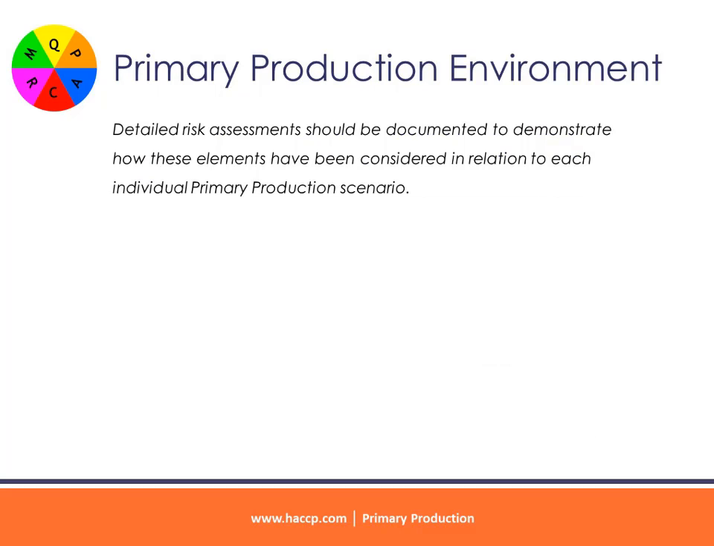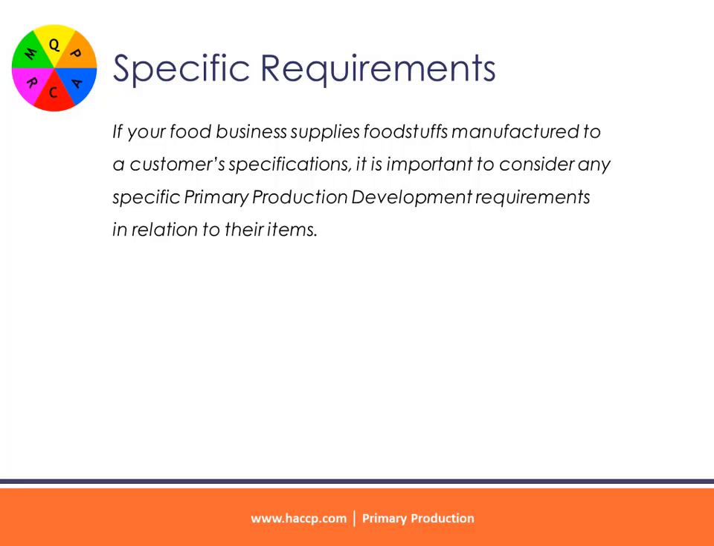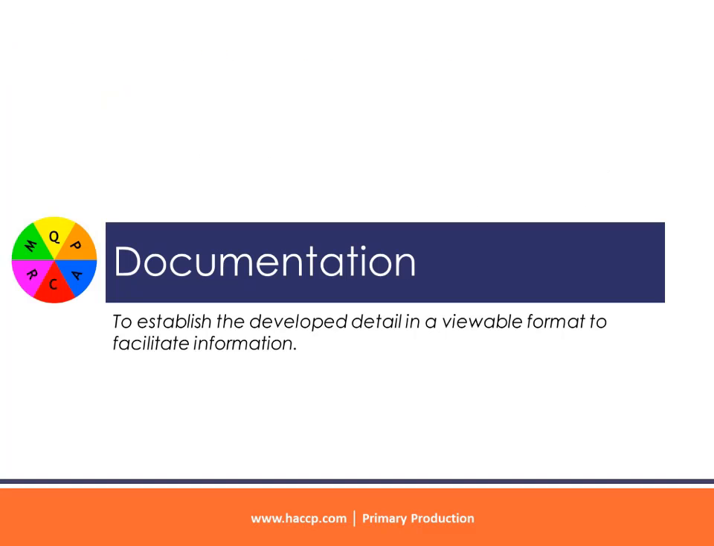Detailed risk assessments should be documented to demonstrate how these elements have been considered in relation to each individual primary production scenario. If your food business supplies foodstuffs manufactured to a customer's specifications, it is important to consider any specific primary production requirements in relation to their items.